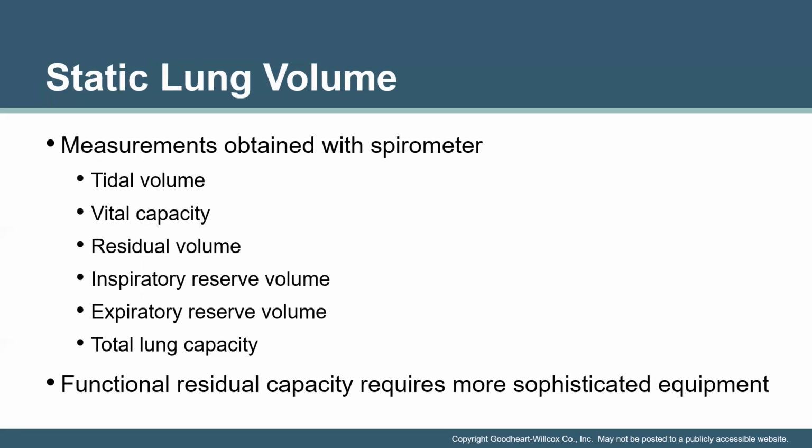Then we have TLC, or total lung capacity. This is the total amount of air that the lungs can accommodate. This is a combination of vital capacity and residual volume. So of all the measurements, we can obtain them using the spirometer, except for the FRC, which requires a calculation.